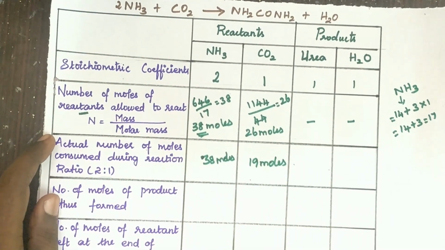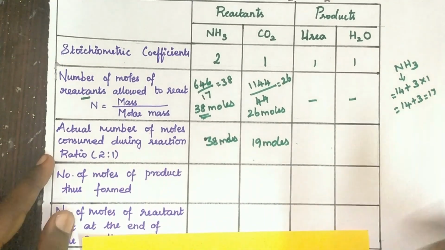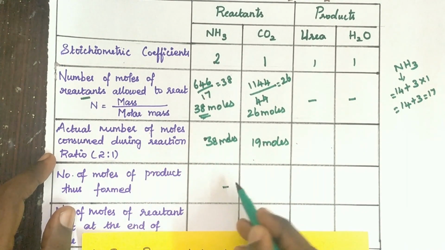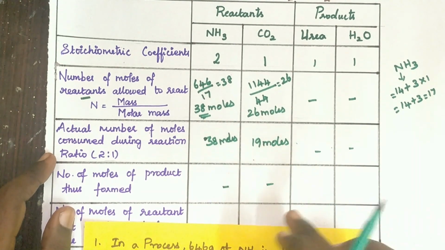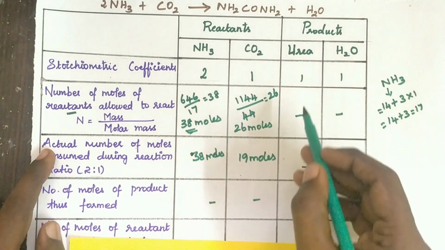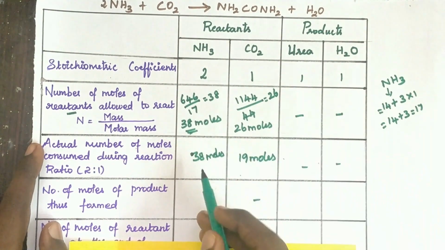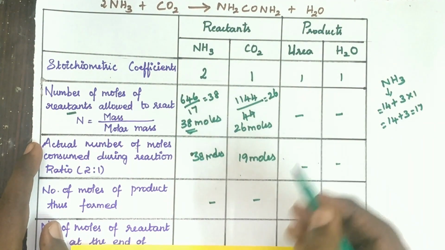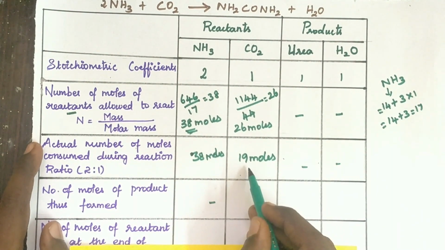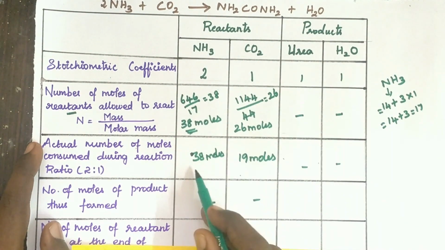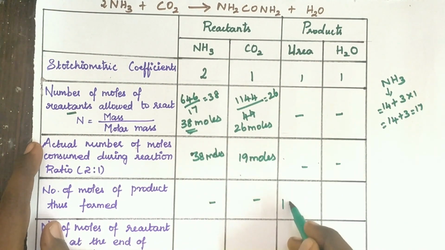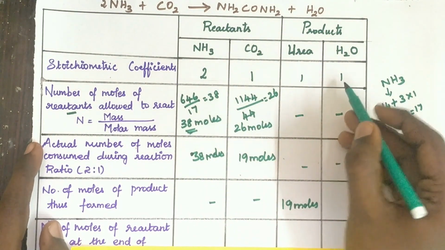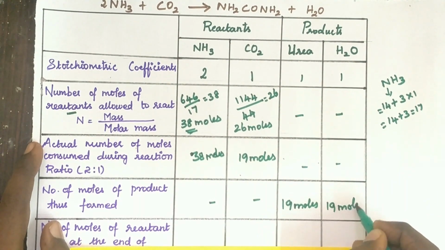And the fourth step is the number of moles of product formed. They ask only for the product, so no need to find the reactant; go straight to the product. The ratio is 1, so we take the same amount we calculated, 38 by 2, which is 19 moles. So for urea, 19 into 1 is 19. Water also has ratio 1, so 19 into 1, 19 moles.